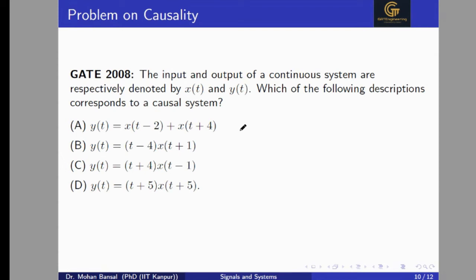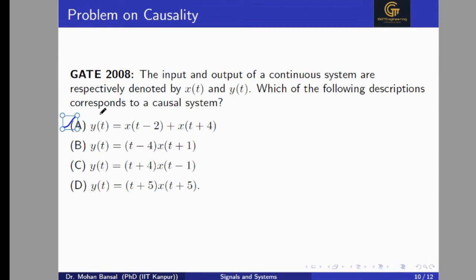If one option depends on the future value, you can cross it out, because that will be a non-causal system. If you find a system that depends only on present and past values, that will be a causal system. So first we'll look at option A, which is y(t) = x(t-2) + x(t+4).